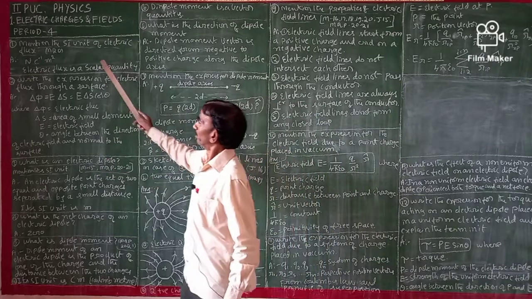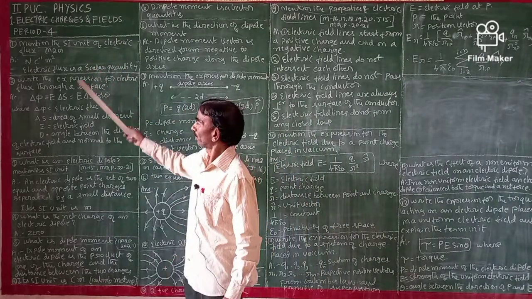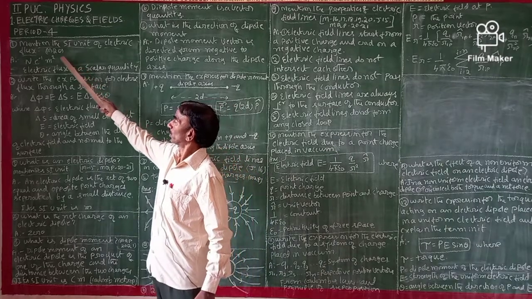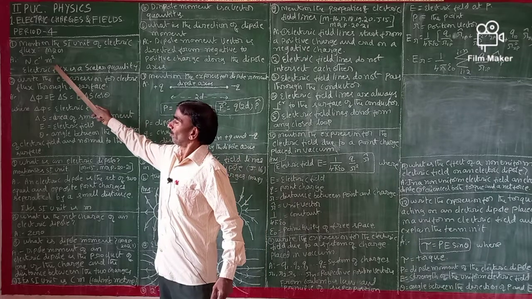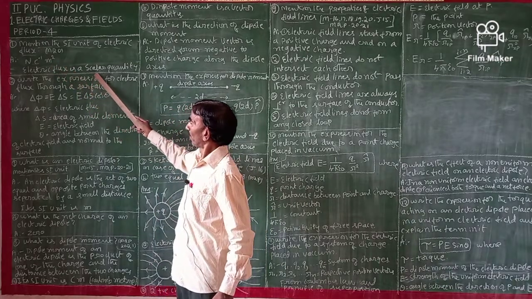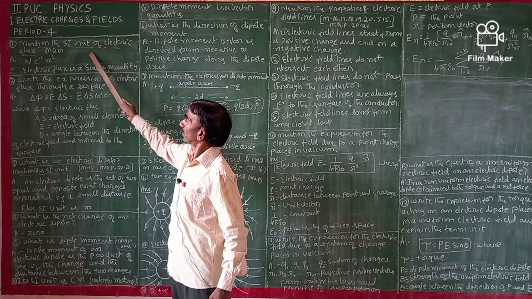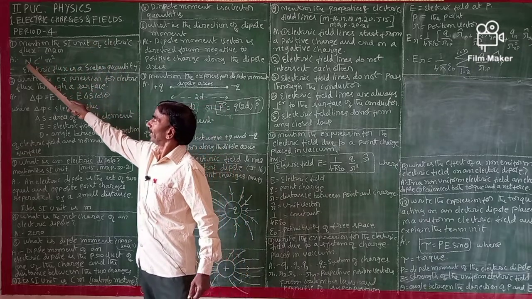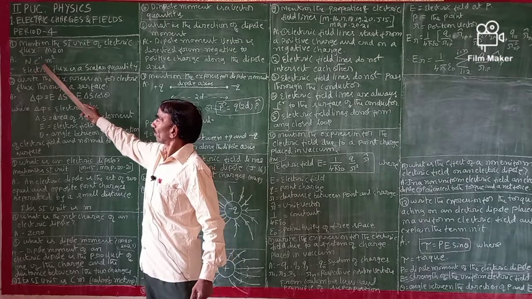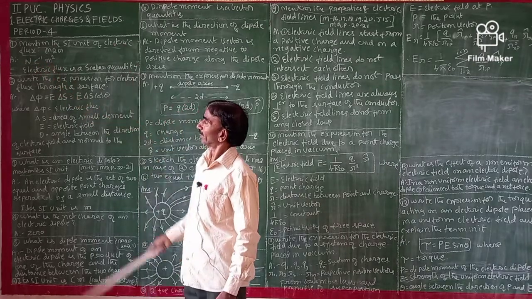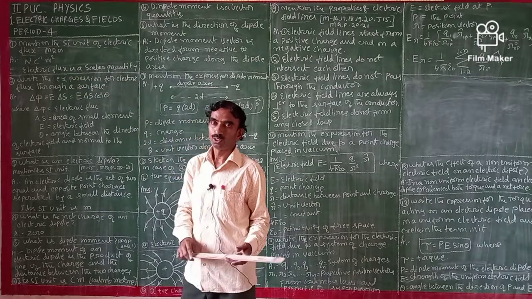Now, mention the SI unit of electric flux. It came in March 2020, so it is very important. Newton meter square per Coulomb is the SI unit of electric flux. Electric flux is a scalar quantity.